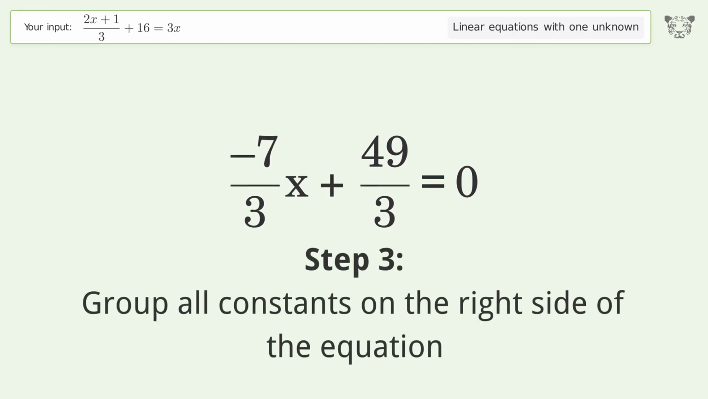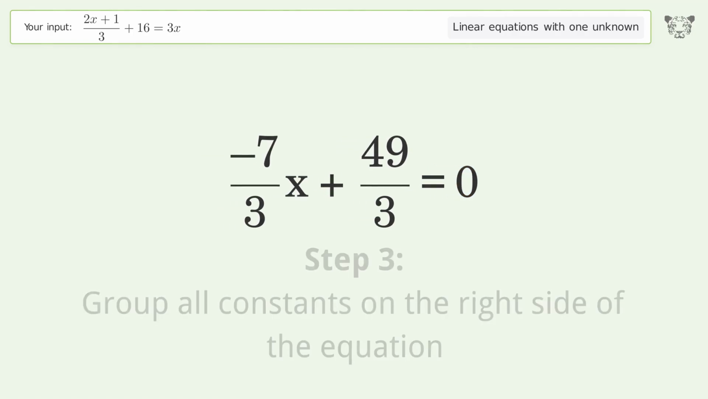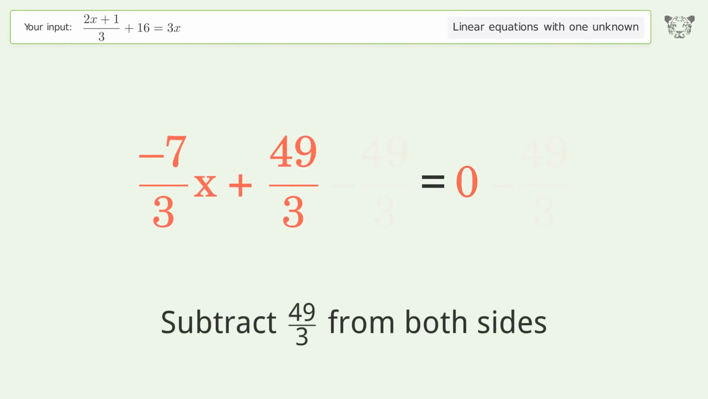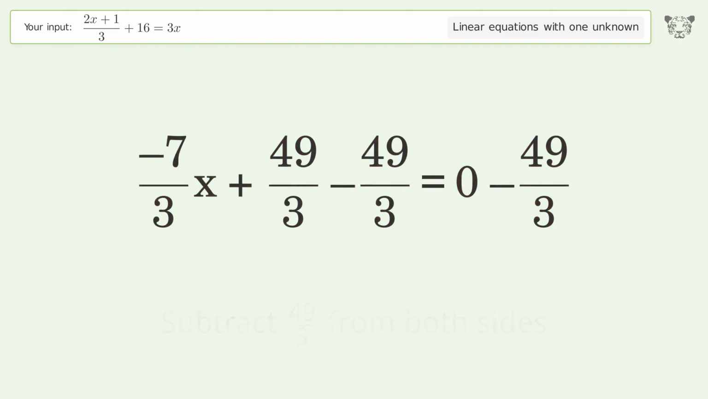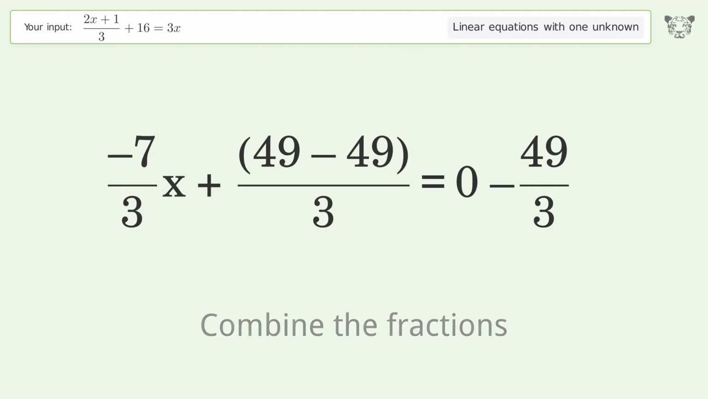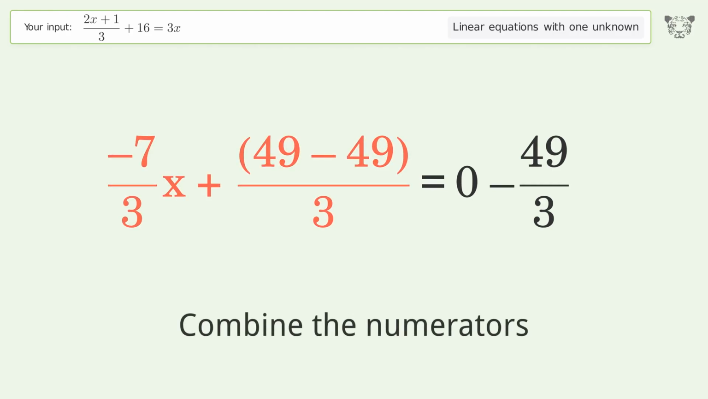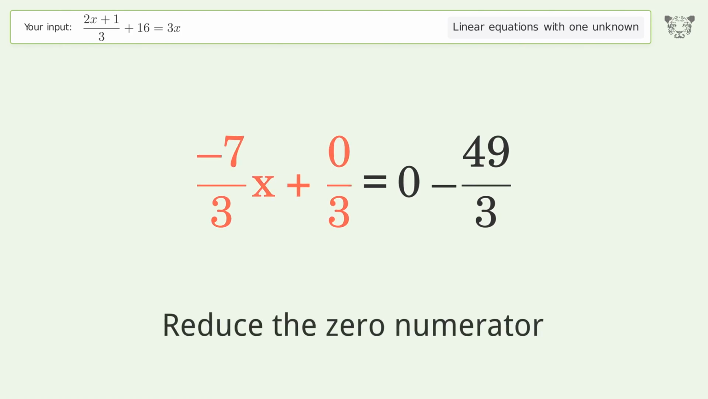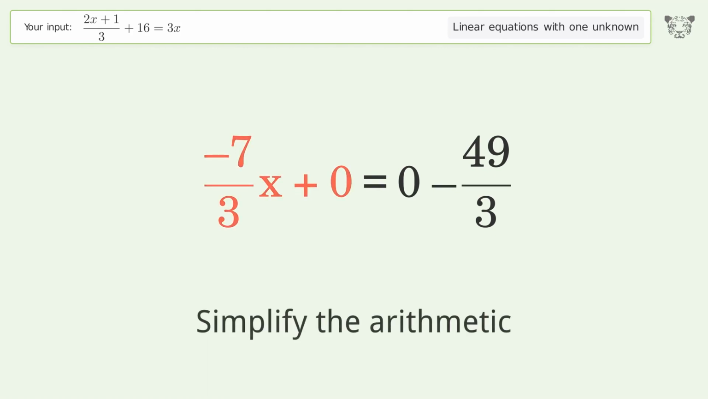Group all constants on the right side of the equation. Subtract 49/3 from both sides. Combine the fractions. Combine the numerators. Reduce the zero numerator. Simplify the arithmetic.